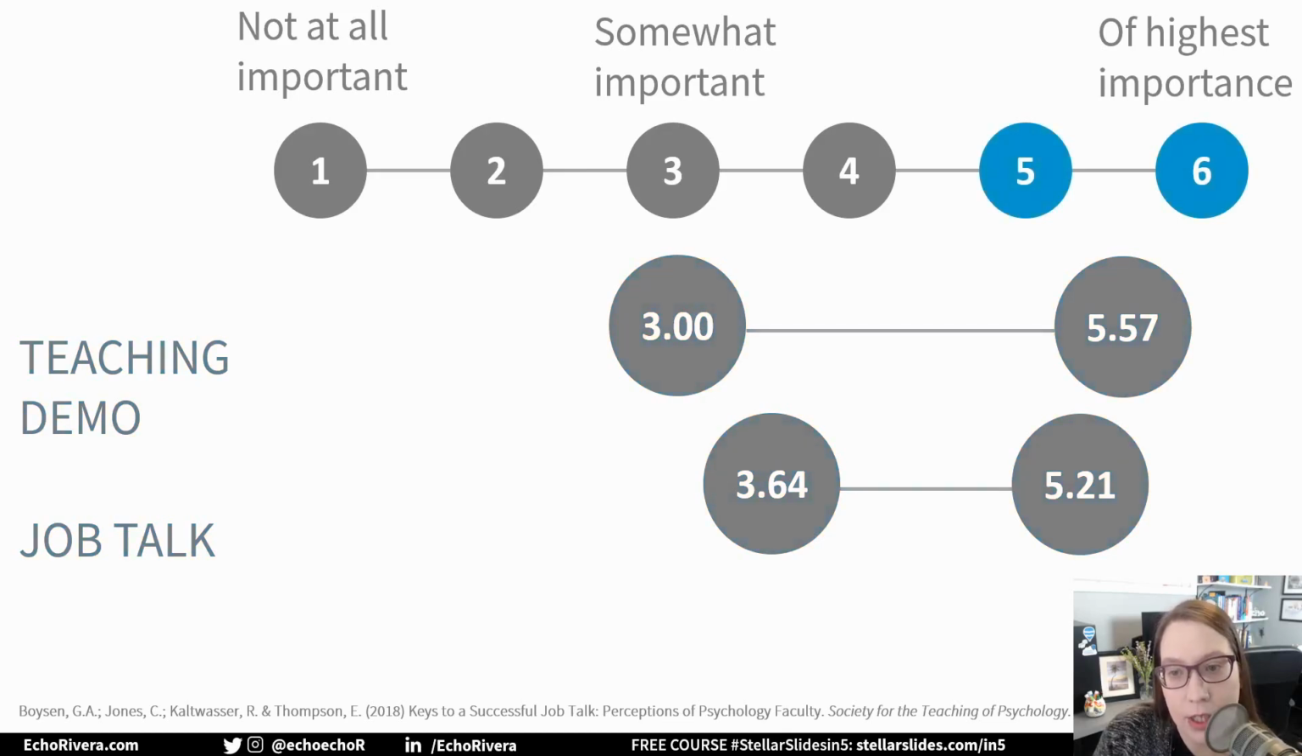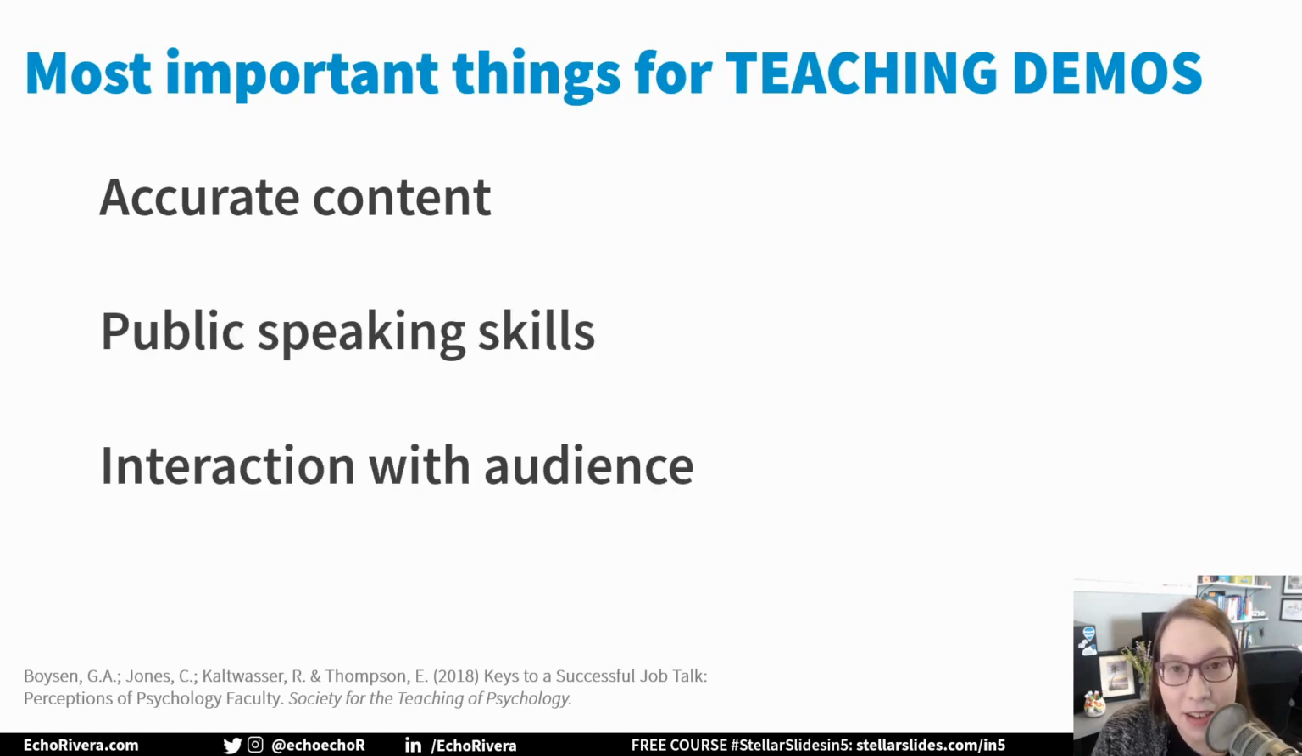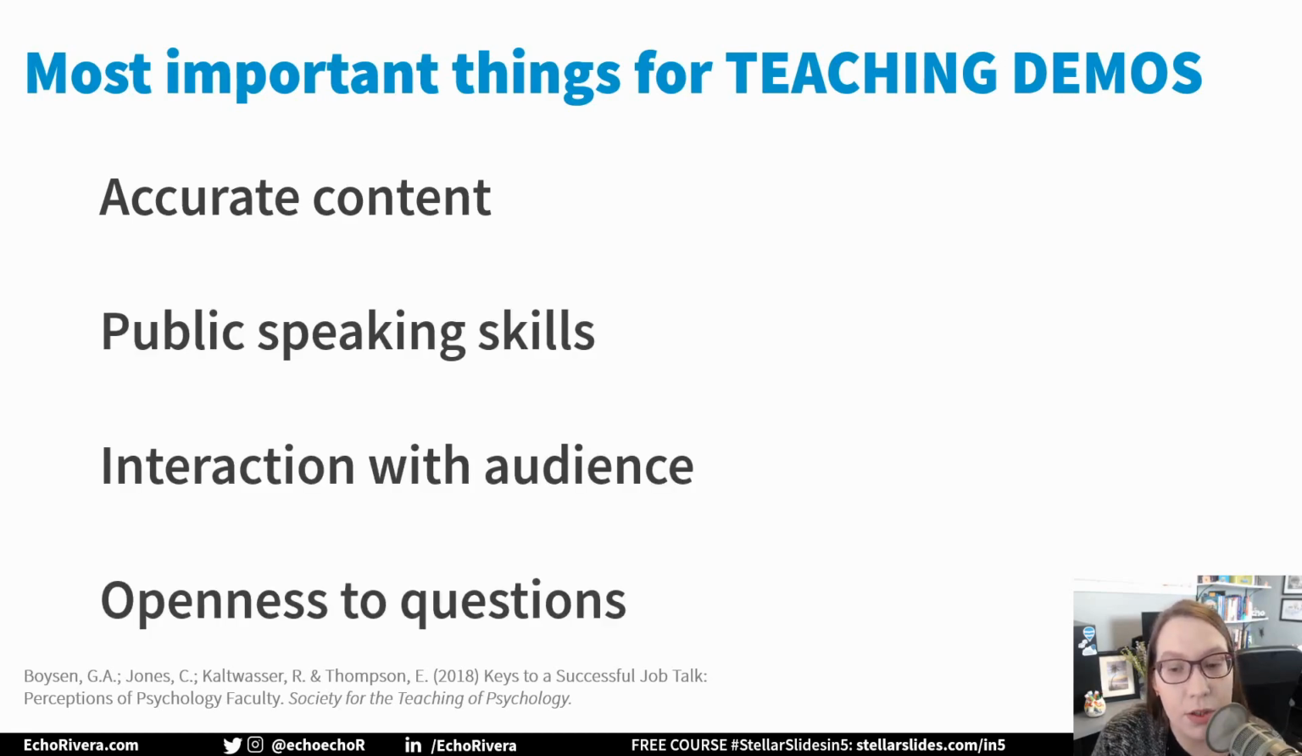So here are the ones with a mean above 5. For teaching demos, it was accurate content, duh, public speaking skills, interacting with the audience, and openness to questions.